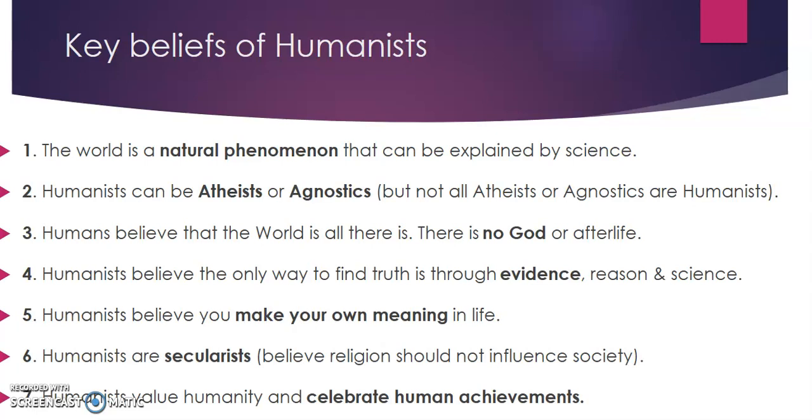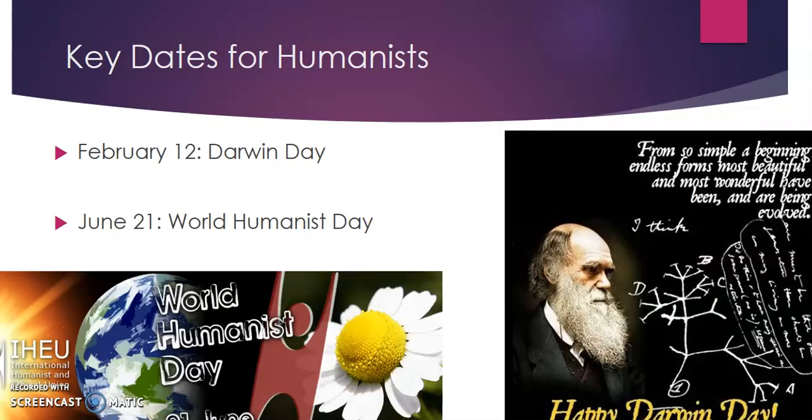And it's again everything that we've gone over in our video series. The world is a natural phenomenon. It can be explained by science through things like the Big Bang and evolution. It's all about evidence, because there is no God or afterlife, so you should celebrate human achievement. You search for meaning and values in the here and now rather than worrying about an afterlife, because if you're a humanist, you don't believe there is one. So humanists are secularists, and as well as being secularists, part of that is celebrating human achievements in whatever field they choose to celebrate.